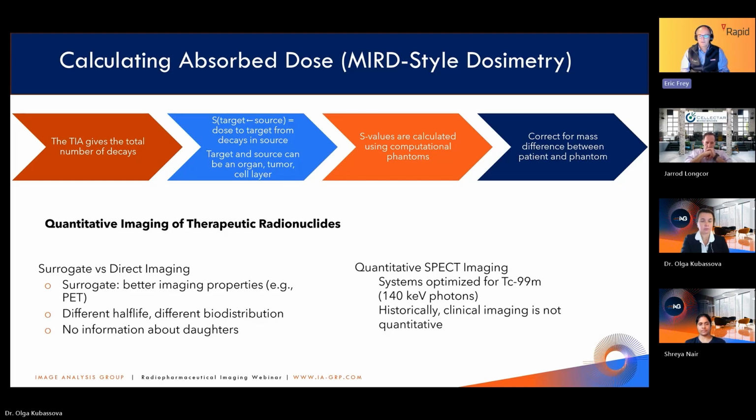Quantitative imaging, the direct imaging, at least in most modern dosimetry protocols, is done using quantitative SPECT imaging. One of the downsides is that clinical SPECT systems are optimized for low energy photons, 140 keV photons. And historically, clinical imaging isn't quantitative. So there are some challenges to do that. So let me talk about that next. Next slide, please.